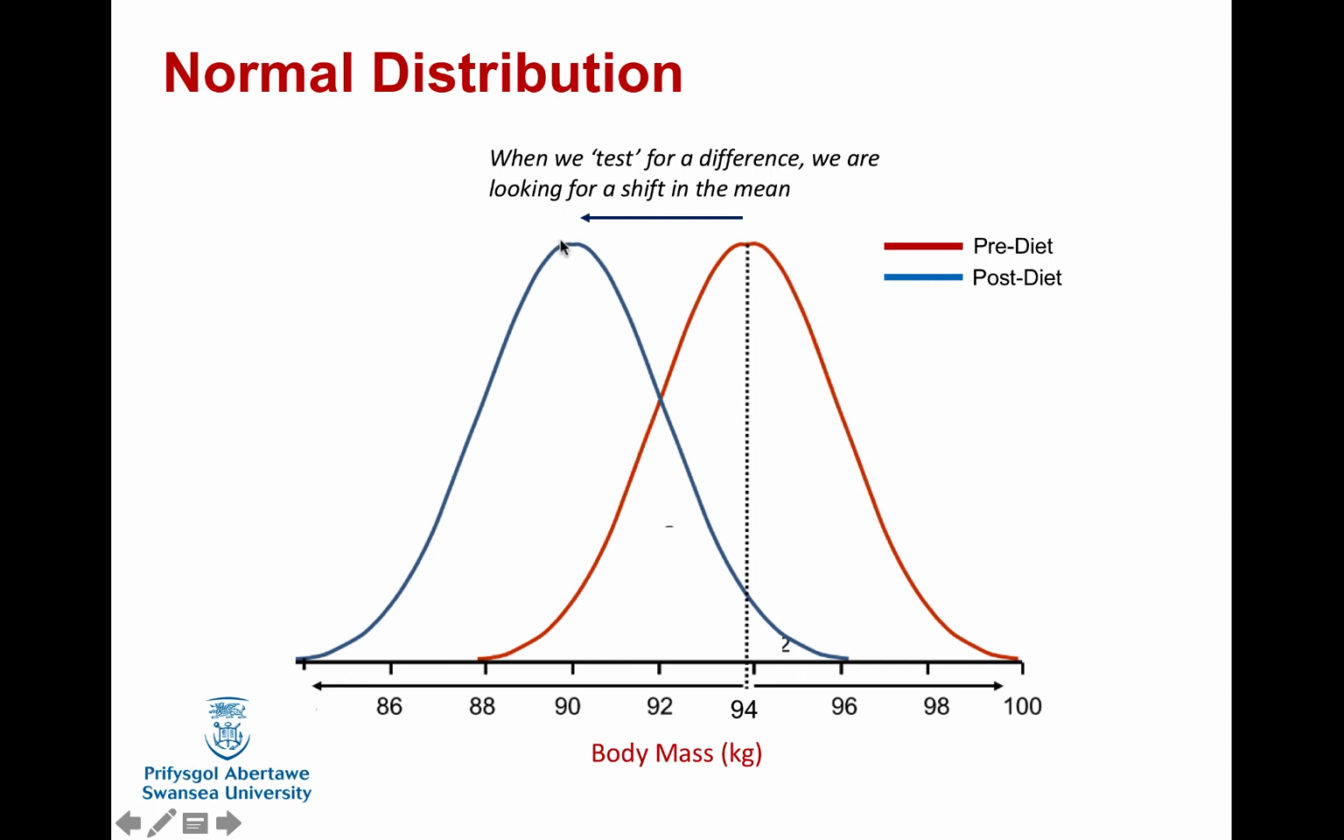We'd also expect that our participants that fall on the extreme ends of the curve are also going to shift down as well. If the intervention is effective for everyone, then the whole of this normal distribution curve pre-diet is going to shift down post-diet. So when we're looking to test differences, that's what we're actually looking for. We're looking for a shift in this normal distribution curve.